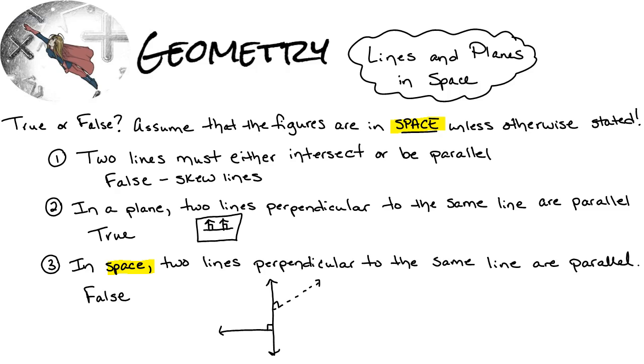This line and this one are actually skew with each other. They're not parallel. So that is why number three would have to be false.